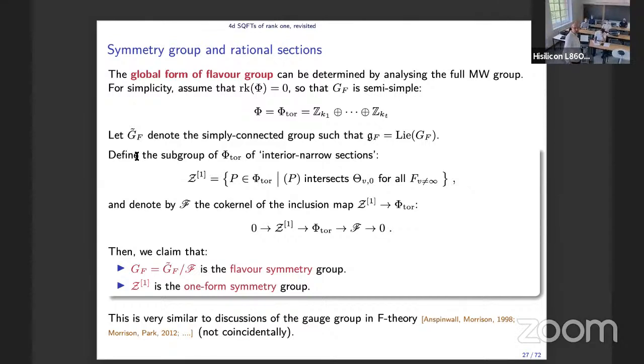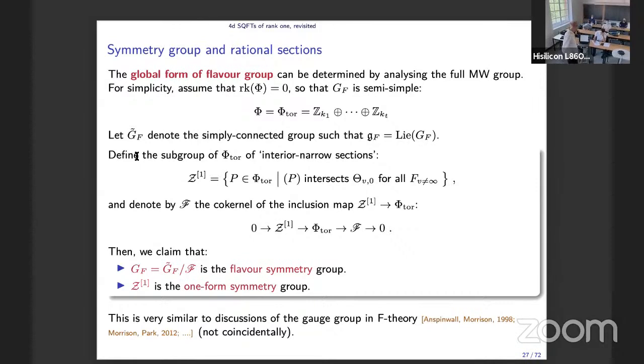So it's a theorem. That naturally defines a subgroup of the torsion part of the modular group. And we are then interested in the co-kernel of the inclusion of this subgroup into the full torsion group. In general you have a co-kernel there, and that's itself some abelian group. And you can think of the full torsion as an extension of these ideas.